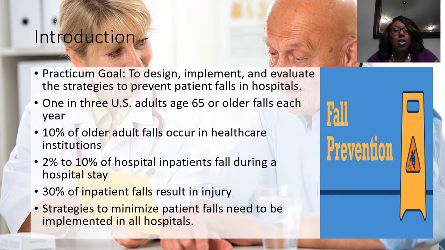Research indicates that 1 in 3 U.S. adults aged 65 or older fall each year. Approximately 10% of these falls occur in healthcare institutions. However, there are other falls that occur at home. Approximately 2% to 10% of hospital inpatients fall during the hospital stay. About 30% of the inpatient falls in hospitals usually result in injuries.